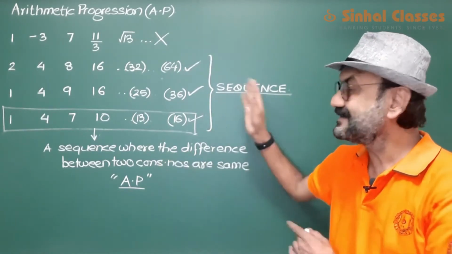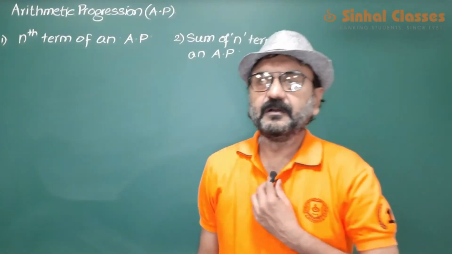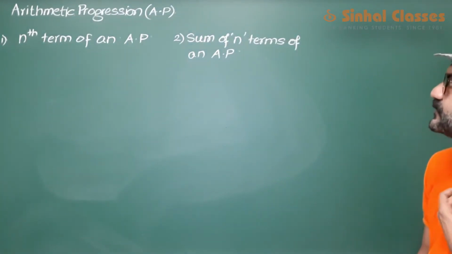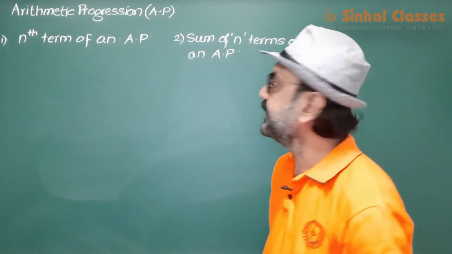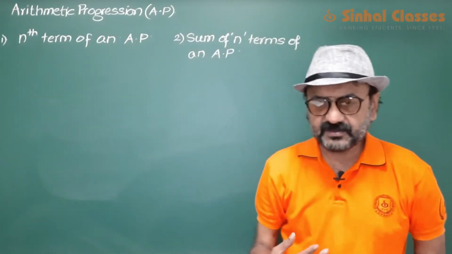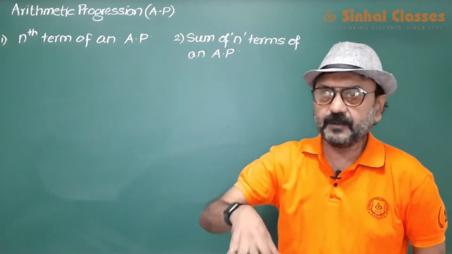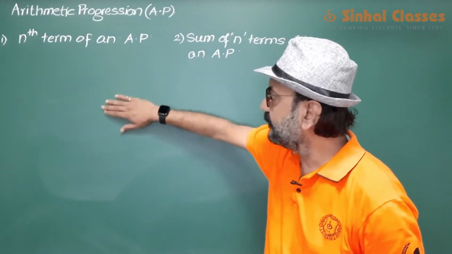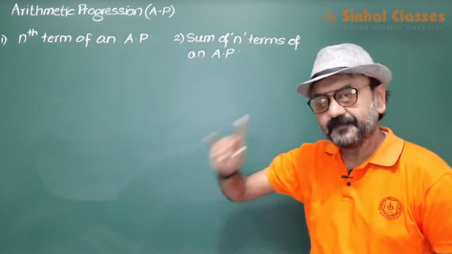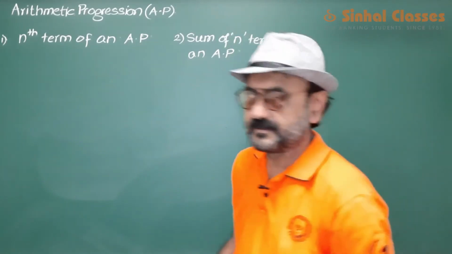Remember, AP is always a sequence. Now, in this chapter AP, we basically have two related formulas. One formula is for nth term of an AP and the second formula is for sum of n terms of an AP. Now, in the process of my lectures, I have explained how you get these formulas, how we come to the conclusion that the formula for nth term of an AP is this and the formula for sum of an AP is this. I have already explained that, right? So now I'll simply write the formulas and we will start solving the sums based on these.